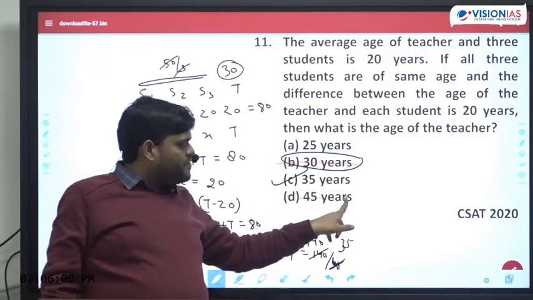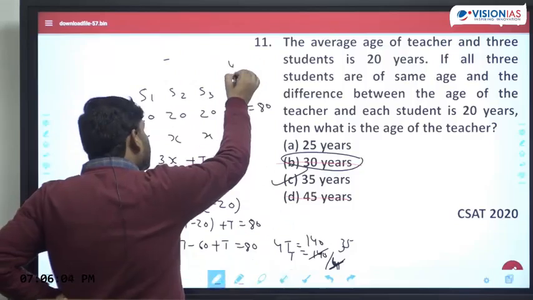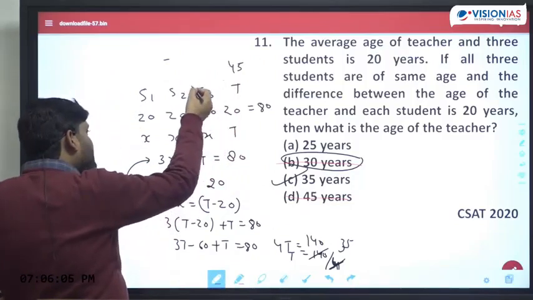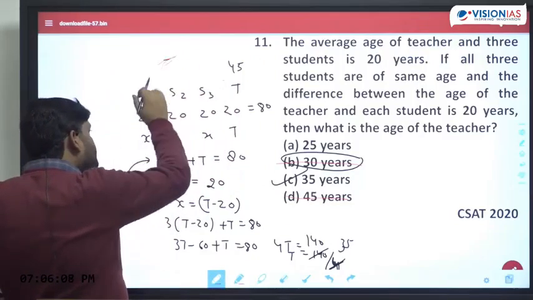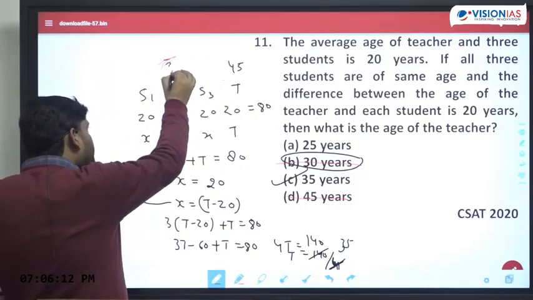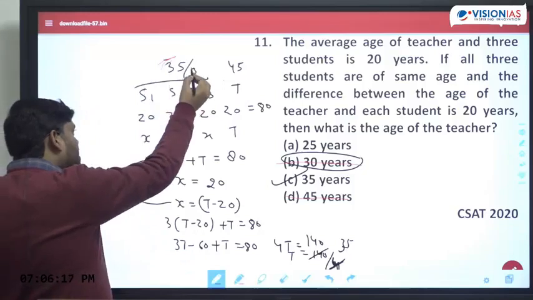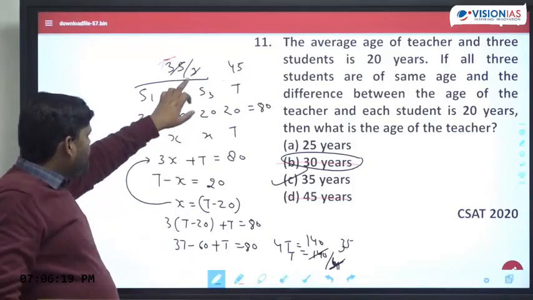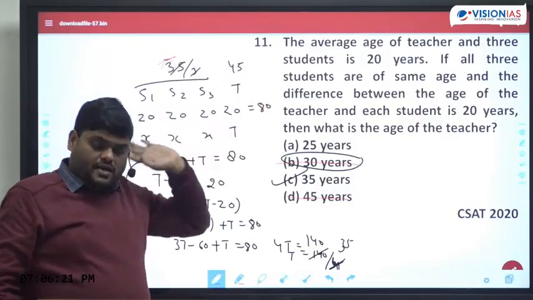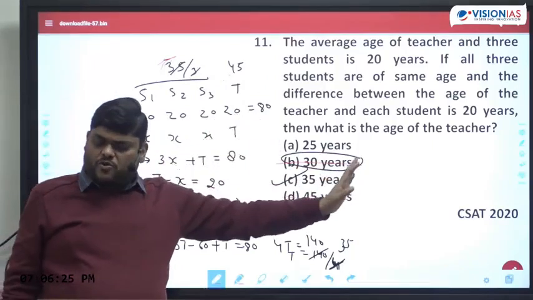Suppose I take 45 here. So if this is 45, what will happen? The other will become 35, all three. And if I divide by 3, again the difference, whatever will come, the difference should not be 20. So by this way also you can solve without pen and pencil.